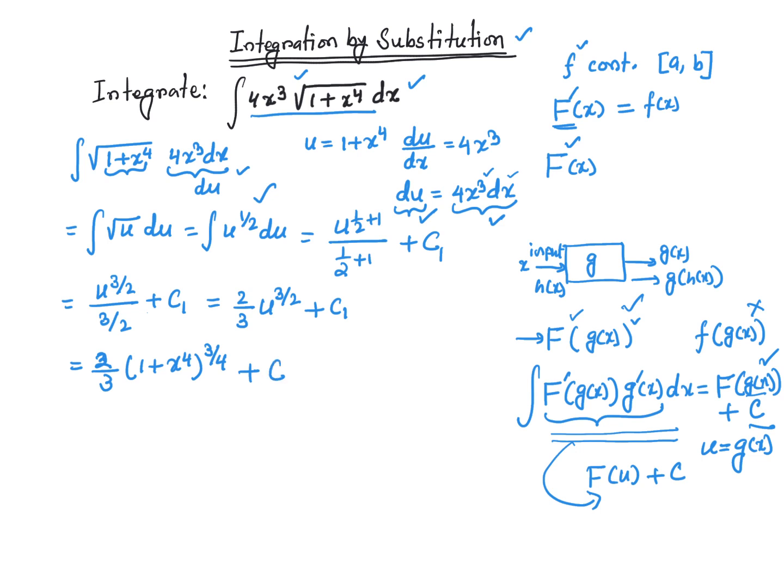Now, this is how you use substitution to find an integral. So here is an example where you use substitution to find an integral, and the process is very straightforward. You make the substitution in such a way so that the derivative of the substitution becomes whatever is remaining. In our case, it was 4x cubed dx.